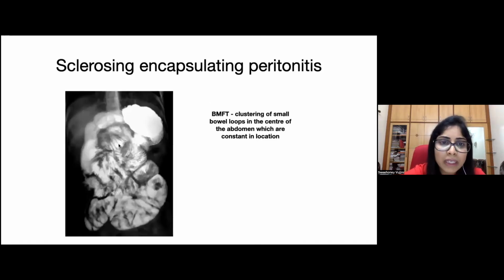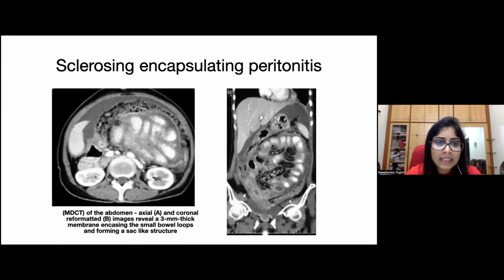This is a barium meal follow-through image showing clustering of small bowel loops in the center of the abdomen, which are constant in location. Next is the CT image, axial and coronal views, showing a 3 mm thick membrane encasing the small bowel loops and forming a small sac-like structure.